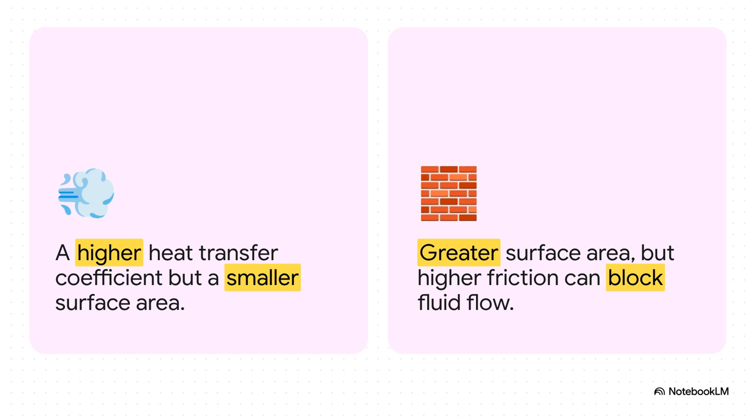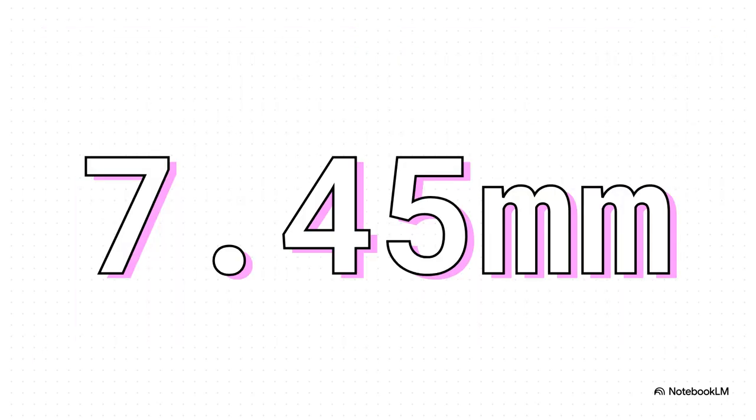But if you pack them too tight, the friction between the fins and the air gets so high that it actually chokes off the airflow. The convection currents can't form properly, so it becomes this classic engineering balancing act. You need enough surface area, but you also need enough space for the air to actually move. And engineers can actually calculate the perfect sweet spot.